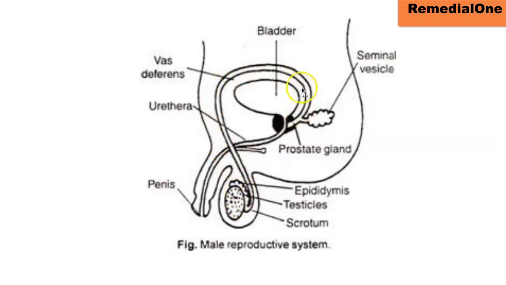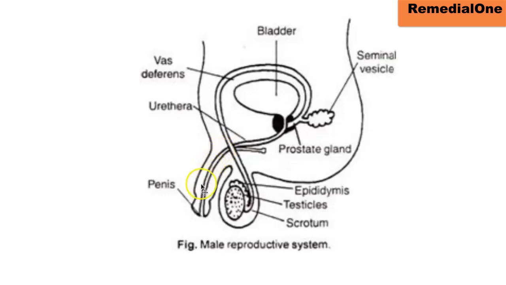So that's the function of the vas deferens or the sperm duct. Which means that if your vas deferens is cut or is blocked, then you have a problem. The sperms cannot be emptied into the urethra. So that will be the effect of the vas deferens being cut or blocked.